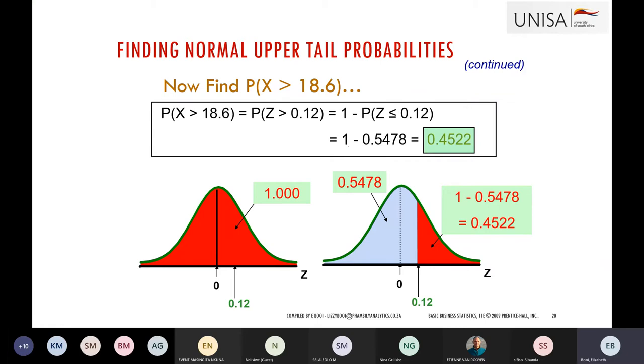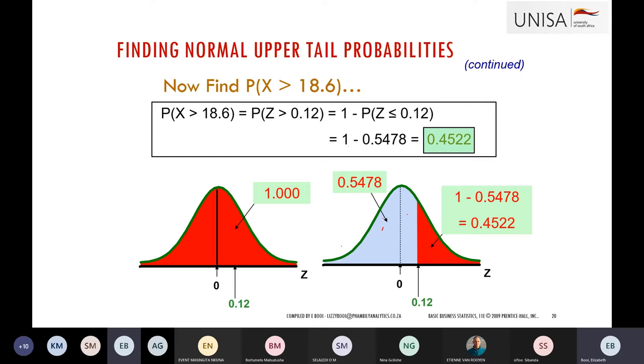The reason why we're saying 1 minus that is because we know that the area underneath the curve is equal to 1. Since we are only looking for the red shaded area, and we are able to find the blue area on the table, we can use the complement event, which is 1 minus the probability of the event that is not part of the one we are looking for. So that will be 1 minus 0.5478, which is 1 minus the value we find on the table, equal to 0.4522.